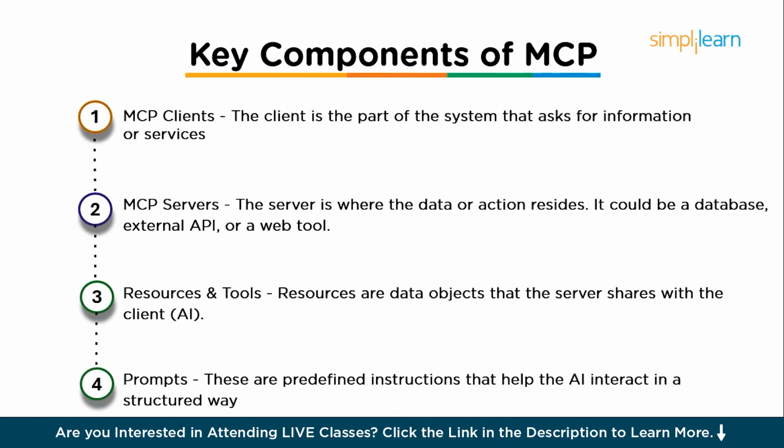Then we've got prompts. Now, these are predefined instructions that help the AI interact with the server in a structured way. For example, when you ask for the weather, the prompt might include something like retrieve weather data for any particular location you mention. Now, each of these components plays a very important role in making MCP work seamlessly, allowing the AI to take action based on real-time data.